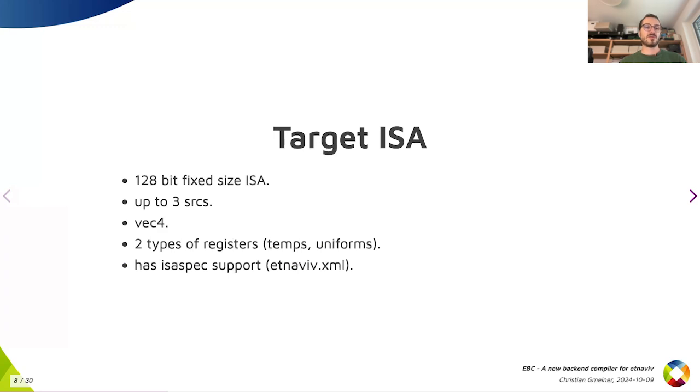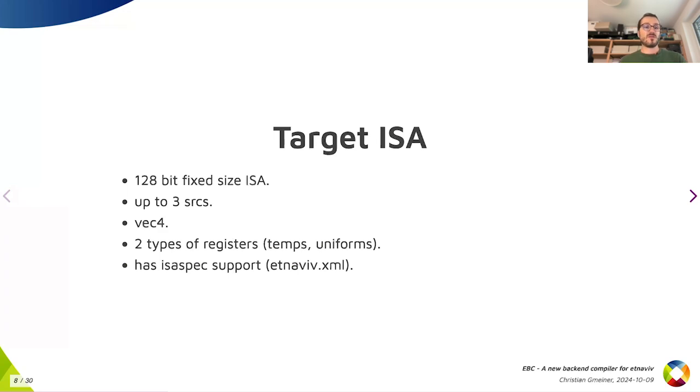We have 2 types of registers: temporary registers and uniform registers. Temporary registers are used for general operations, while uniform registers are more static, storing values that don't change during shader execution. Some temporary registers might contain fixed input or output data semantics. It also supports inline immediate values, which means we can put small constant values directly into the encoded instruction.